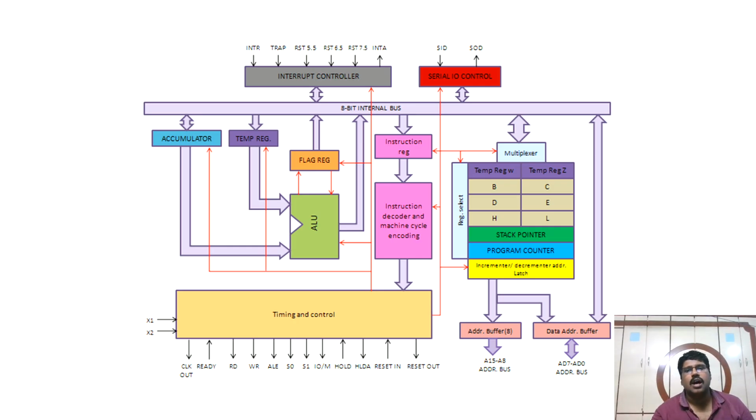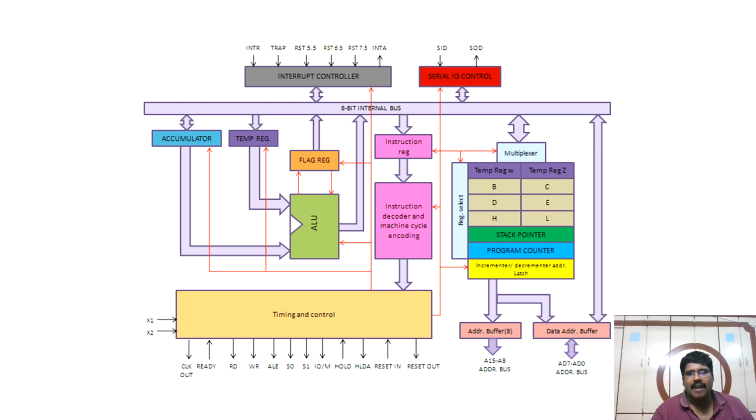Okay, so coming to the architecture of 8085, basically it is an 8-bit microprocessor. What is meant by 8-bit microprocessor? Generally its size depends on the number of data lines. Here we are having 8 data lines. Here you can see AD0 to AD7, that means multiplexed address data lines. Each data line can transfer 1 bit of data at a time. As we are having 8 data lines, it can transfer 8 bits of data at a time. So it is called an 8-bit microprocessor.